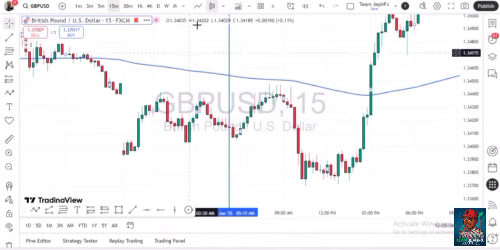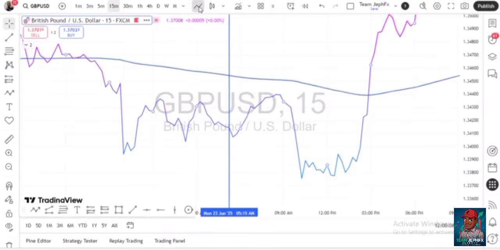So the first thing I normally do is to change it to a line chart so that I can see clearly, and I can see that it's finding it difficult to break above. From here it bounced down, from here again it bounced down.